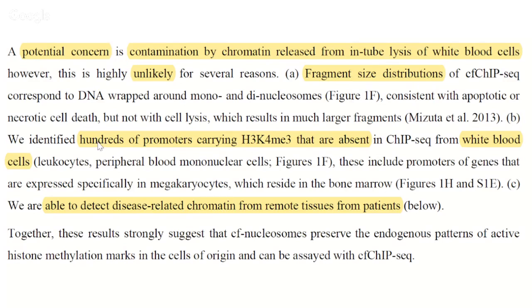And then they also said that they identified hundreds of promoters carrying specific marks that we know, from having done the biology before, are absent from white blood cells, right? So they can gather from this what's the proportion of cfDNA marks or reads compared to any possible contaminants from any of the cells bursting in lysis. And they say this makes them confident that this is working.